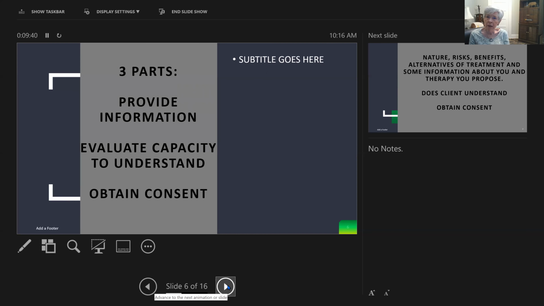And ultimately, the third part is that you would obtain consent that does not necessarily have to be written, but in your documentation of the session, you would write that you went over the elements of the informed consent and that they agreed verbally to that.